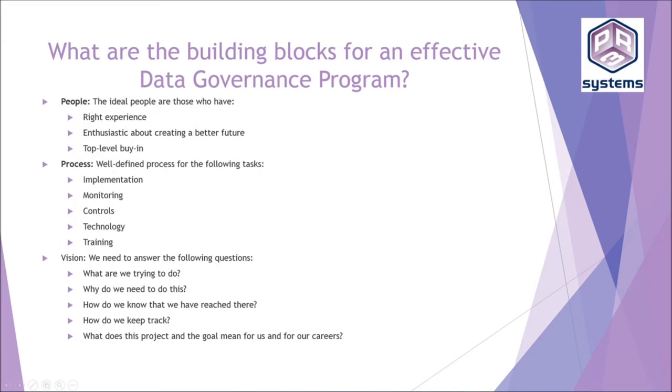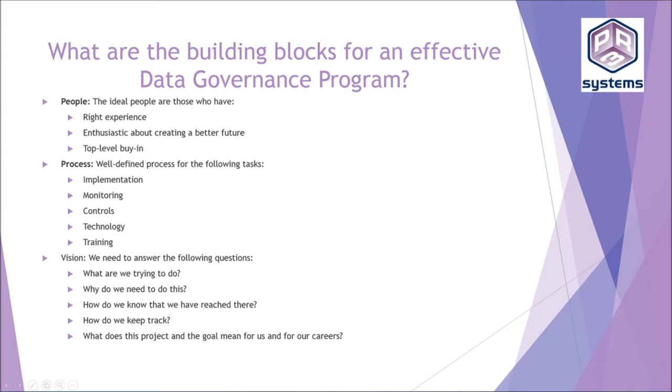What are the building blocks for an effective data governance program? The number one is people. The project cannot succeed without the right team and the right role. As Jim Collins said in his book, Good to Great, you need to have the right people on the bus and ensure that they are sitting in the right seat.